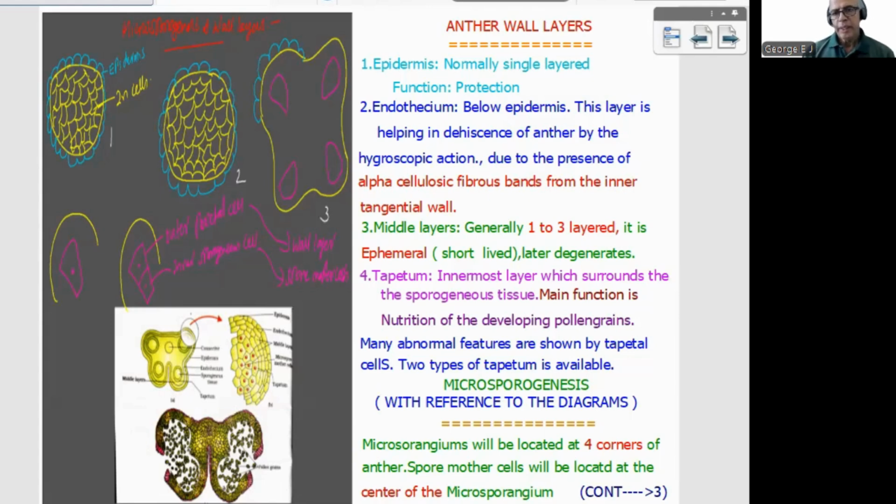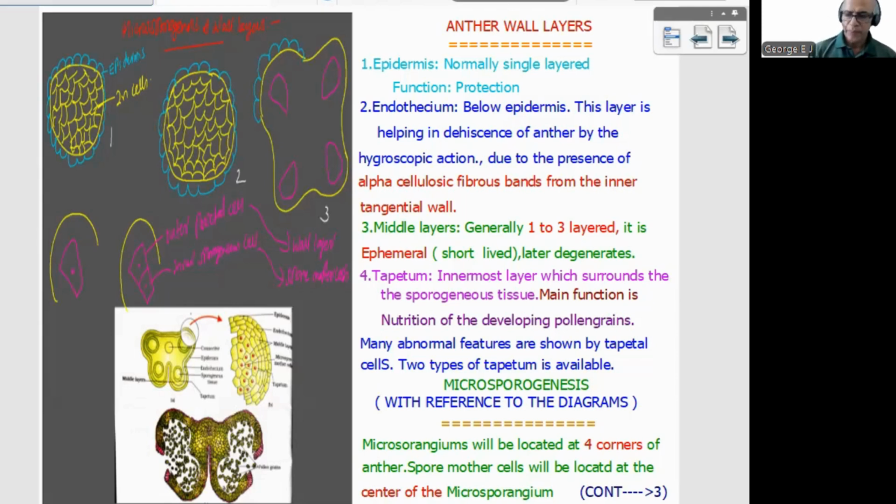So again, we are entering into a topic, microsporogenesis. I represented a diagram. You can find it. A young anther in T.S. shows a mass of diploid cells surrounded by an epidermis, somewhat rectangular, that way we can say, or irregular shape. As the development proceeds, it gradually comes to a rectangular shape.